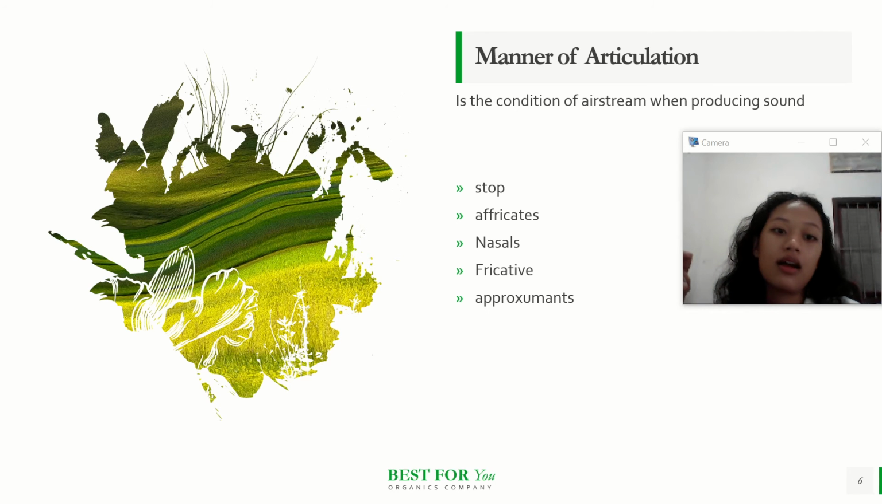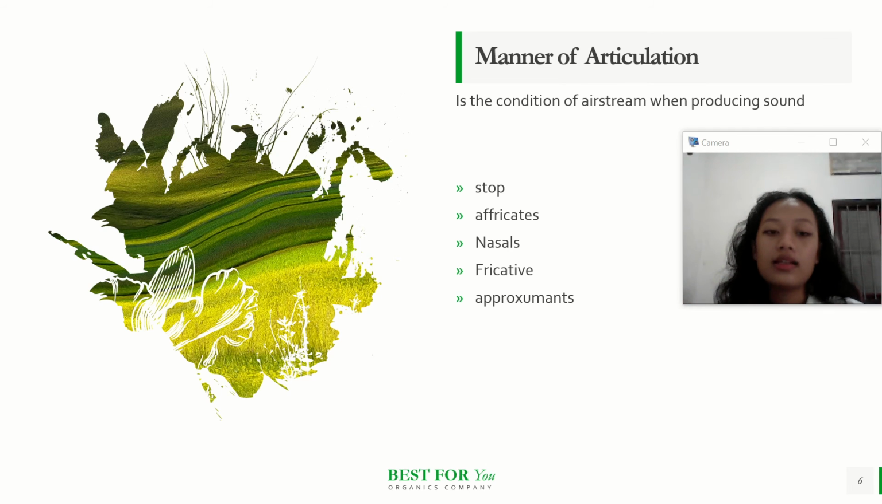Okay, the second one is affricates. It is when the airstream is slowly released, for sounds like ch and j. Okay, the third one is nasal. It is when the mouth is fully stopped and the airstream goes through the nose. So it is when we produce sounds like m and n.